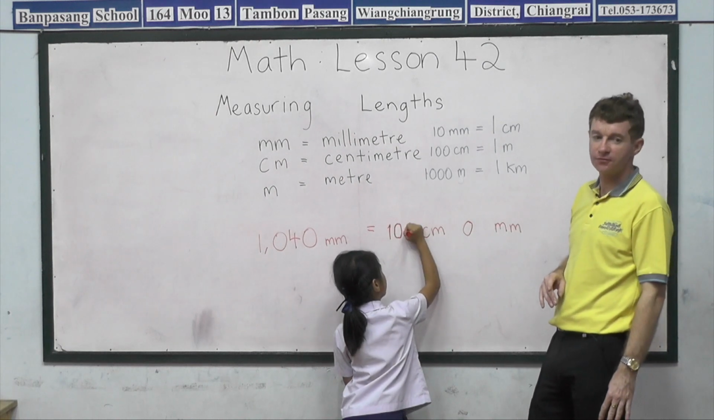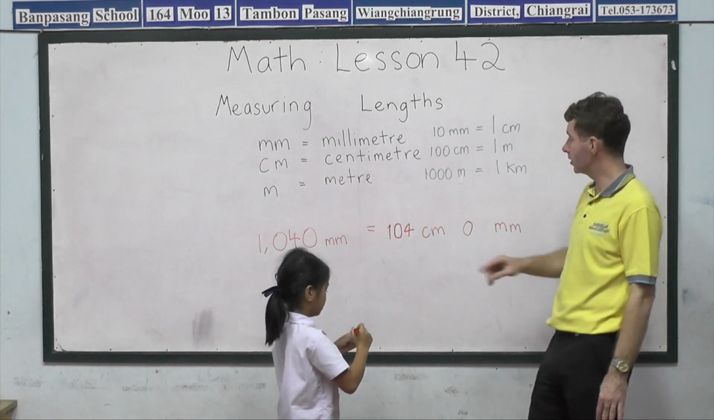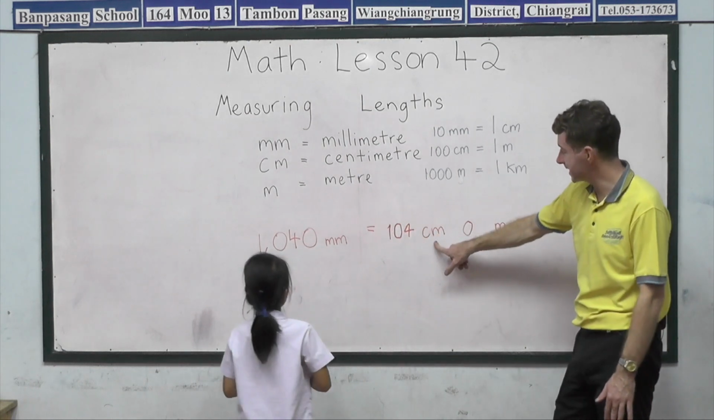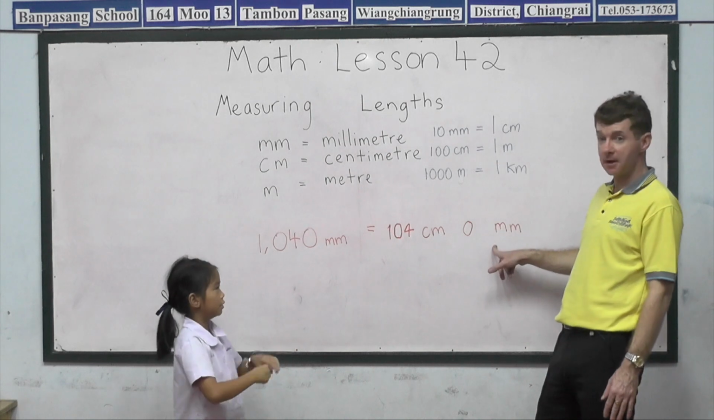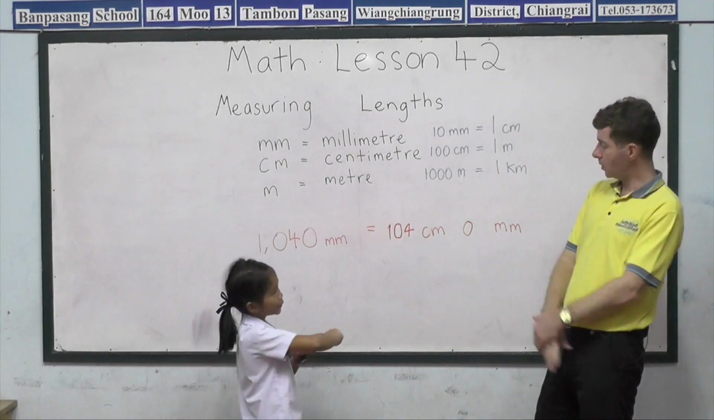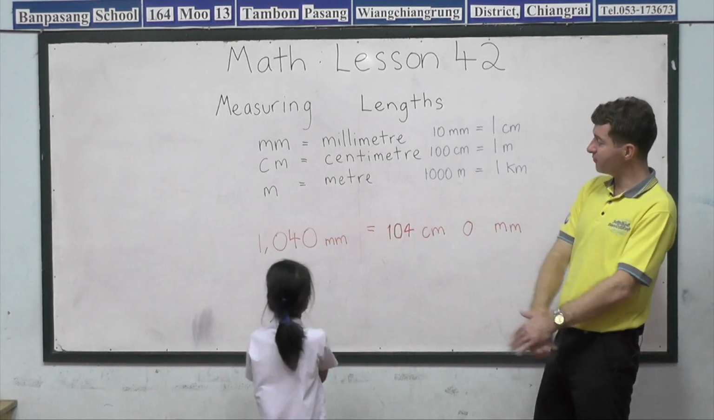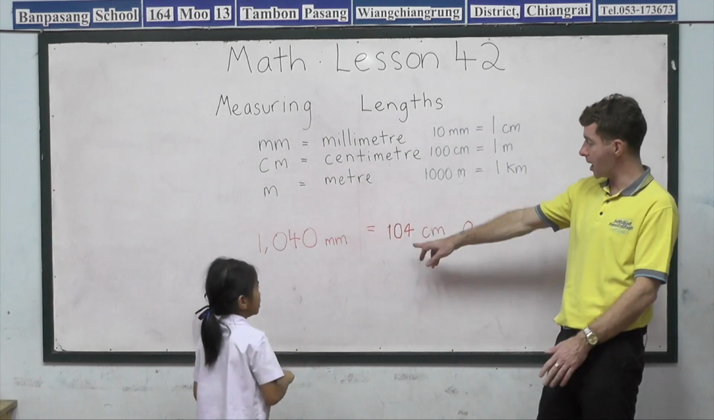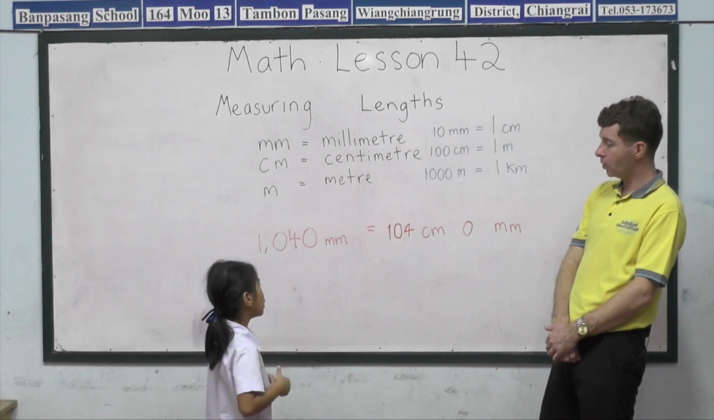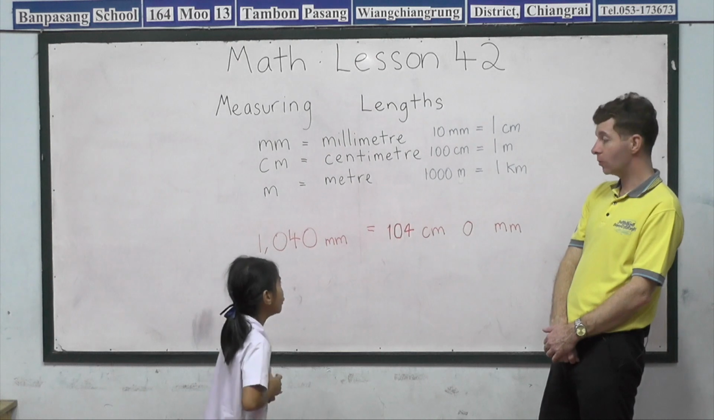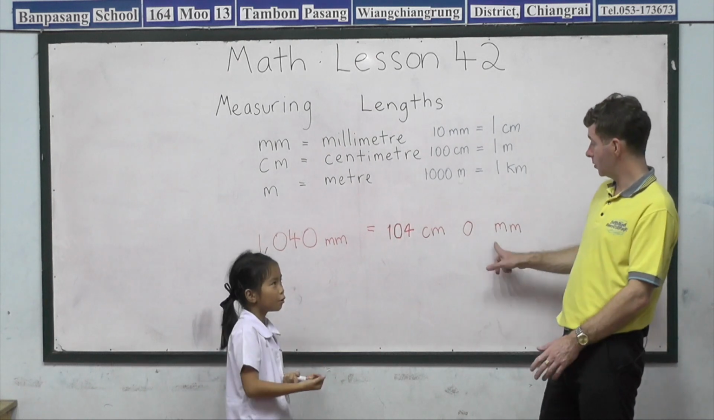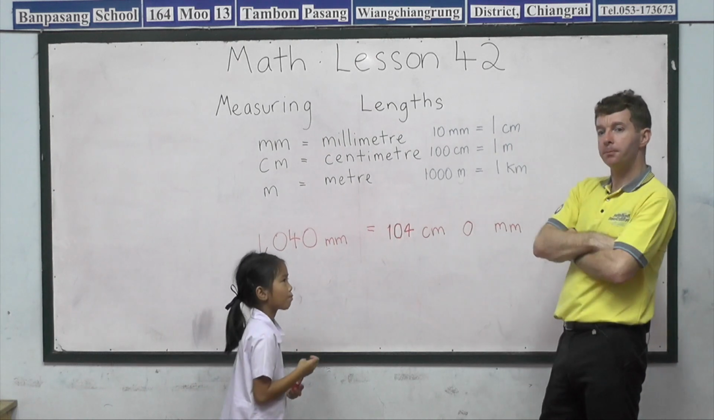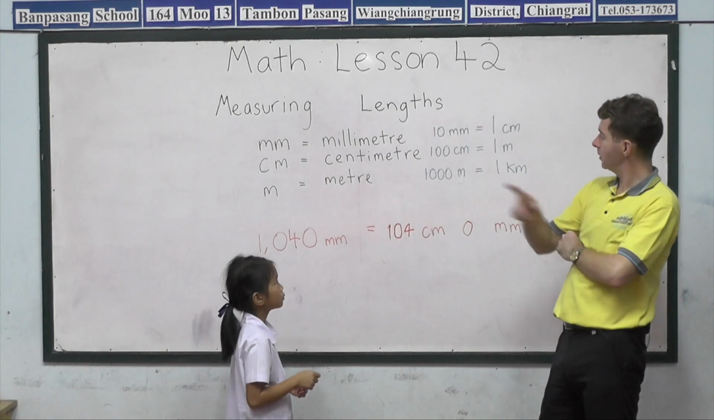104 centimeters. Any millimeters left over? No. Okay, so 1040 millimeters, Claire, what does it equal? Equal 104 centimeters, 0 millimeters. Okay, but what else have we learned?